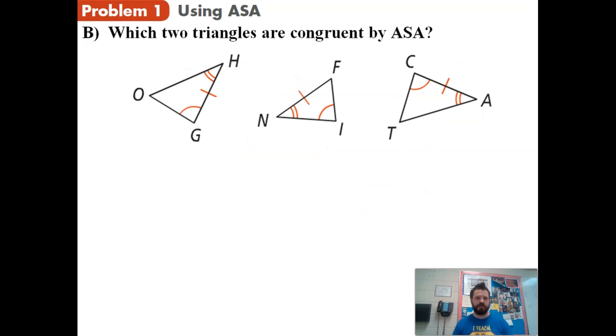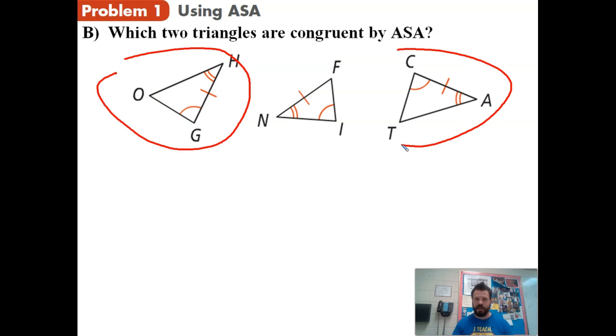All right, so let's run through this one. Which two triangles are congruent by angle-side angle? Well, it looks like it's going to be the first one, because we have that angle, side, angle set up, along with the third triangle, angle, side, angle. In the middle, once again, we have our side not included between the two angles. It's just outside of them.